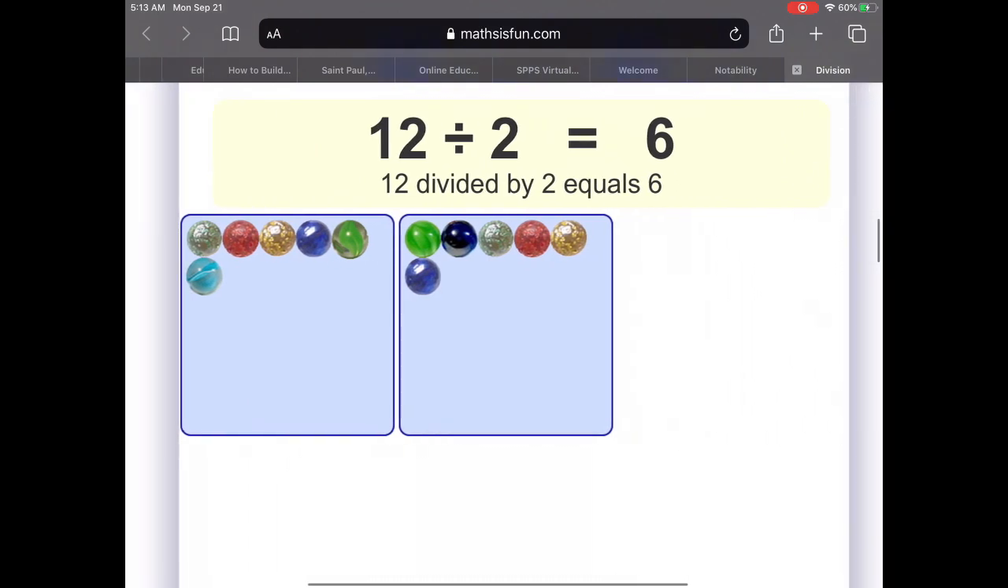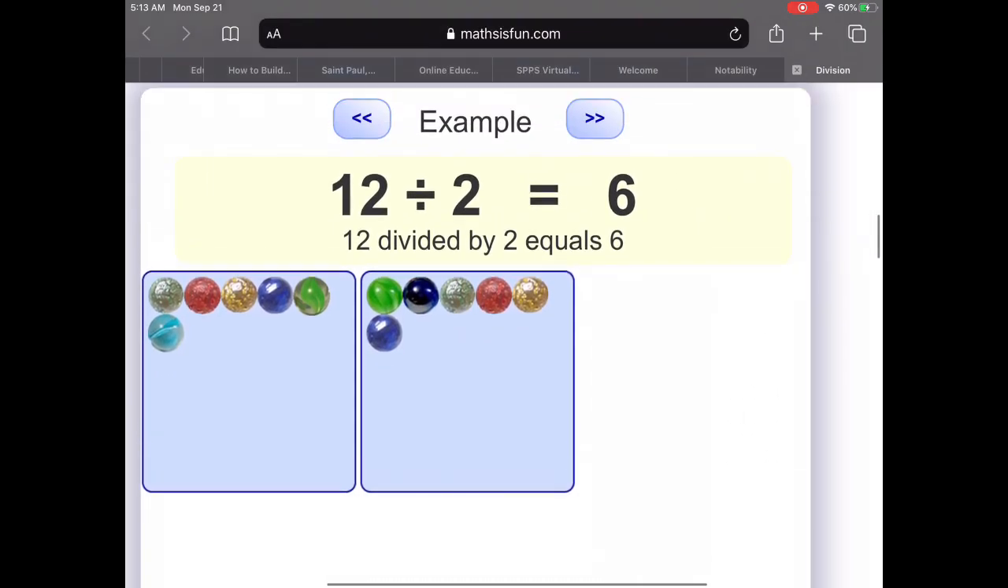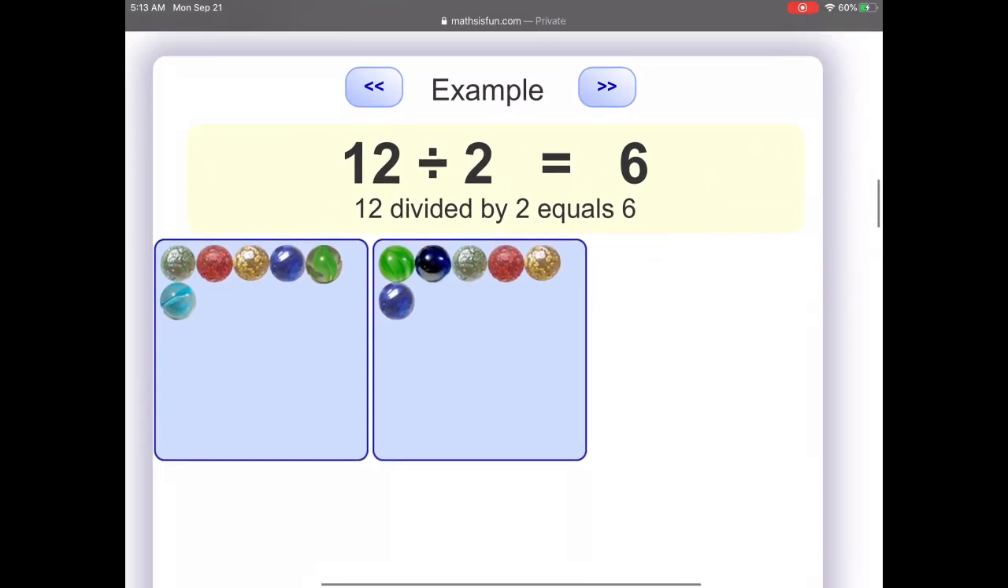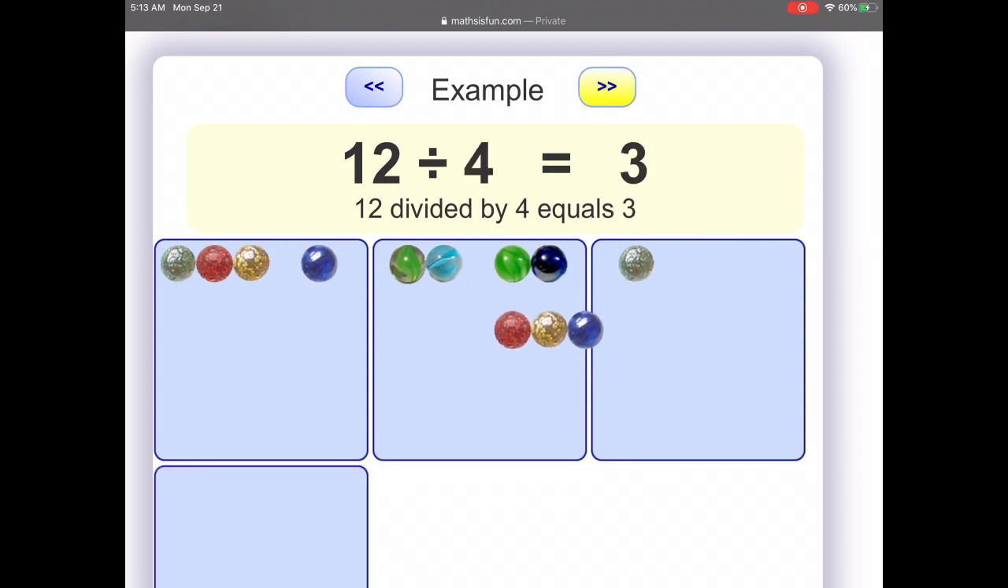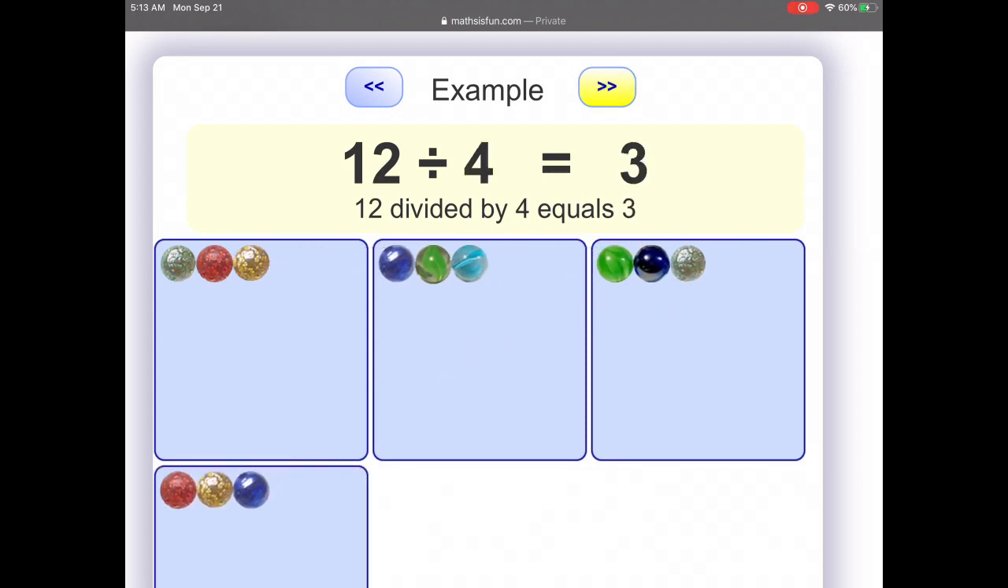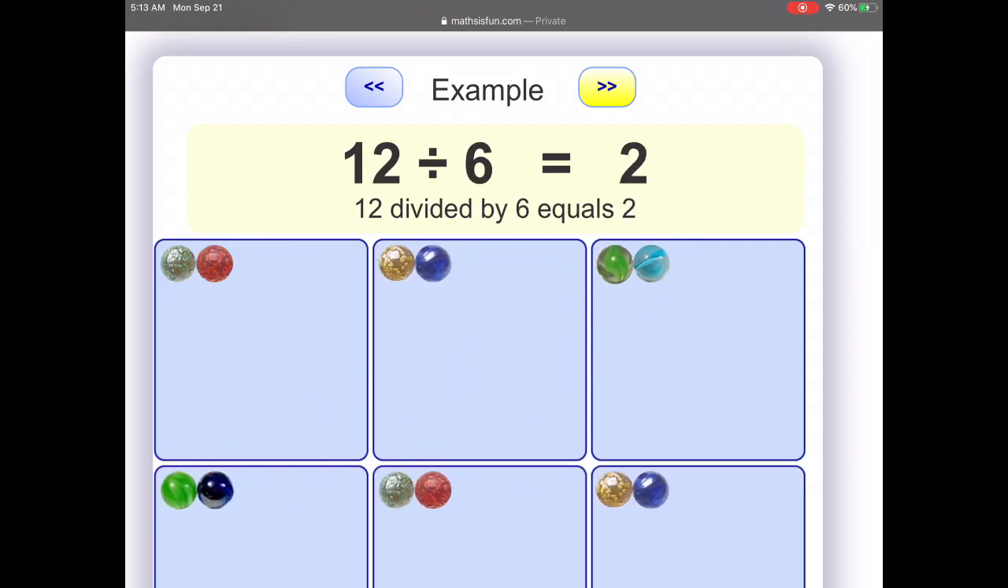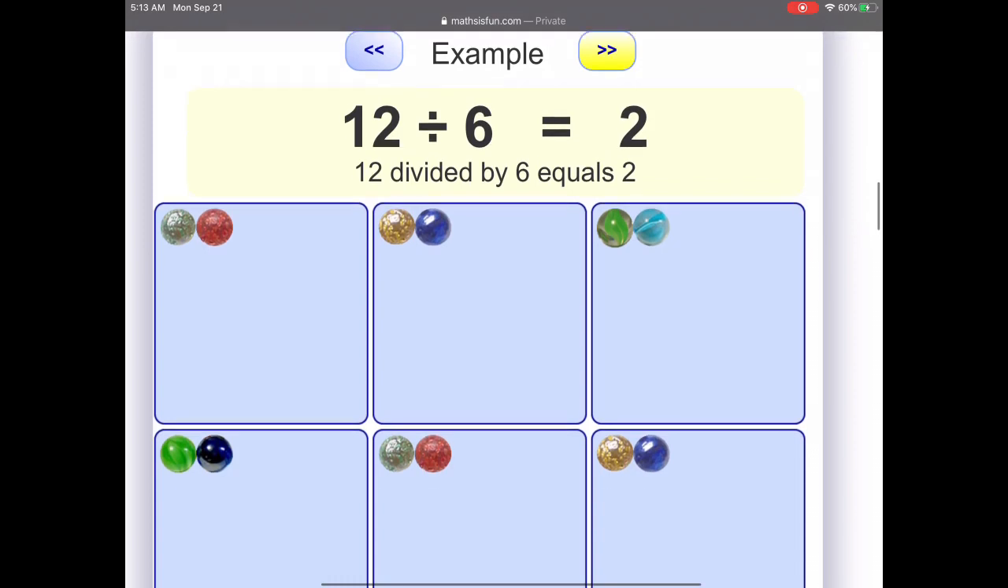Let's go ahead and look at just another quick example here. So here we've got 12 divided by 2. Notice how much does each person get? Each person gets 6. 12 divided by 2 equals 6. If I add another person, well, notice how my answer changes. 12 divided by 3 equals 4. 12 divided by 4 equals 3. 12 divided by 6 equals 2.